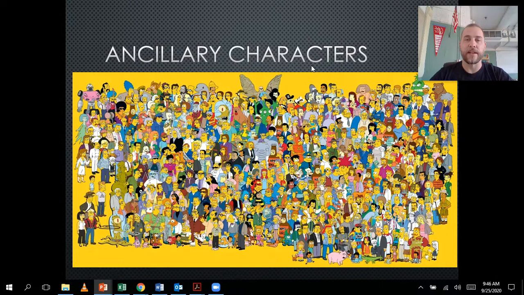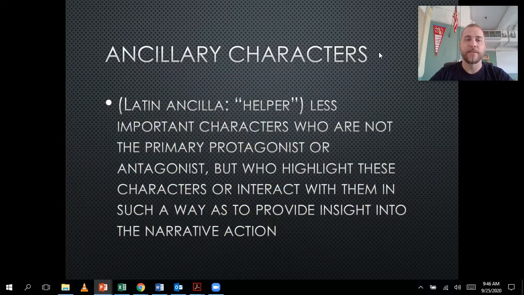Everybody else in the story is going to be what's referred to as an ancillary character or a supporting character. Here I have an image of every character that's shown up in The Simpsons, and they all somehow support the story in some way. But they aren't the protagonist or the antagonist. They usually just kind of hang around with those two characters. And so this is from the Latin helper, and it usually means less important characters who are not the protagonist or antagonist. But they will highlight the traits of these characters and will interact with them to show some kind of meaningful insight into the narrative or the protagonist or antagonist's character.